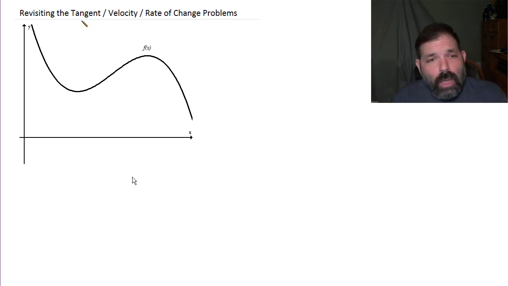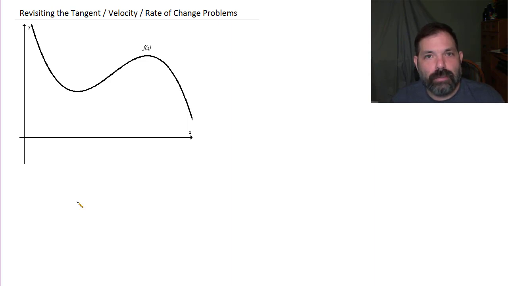Hello again. I wanted to revisit the problems that we saw in the very first topic, the tangent problem and the velocity problem, because now we have a new way to look at things. We have a new notation, and we have some techniques that can help us approach the problem in a different way. So I felt that it was important to go back to those problems and look at them again from a new perspective.